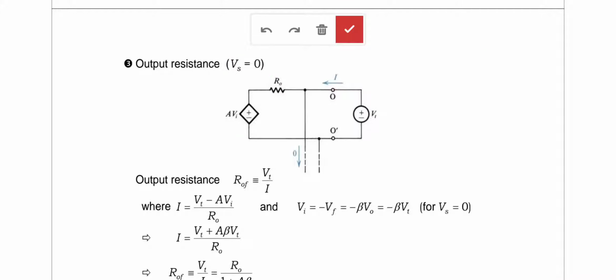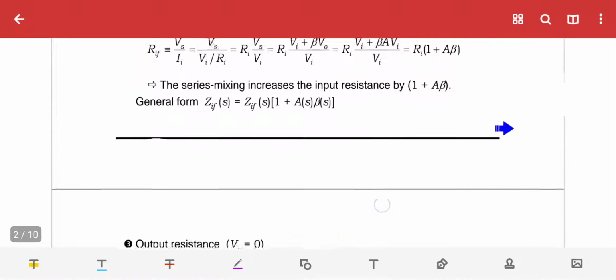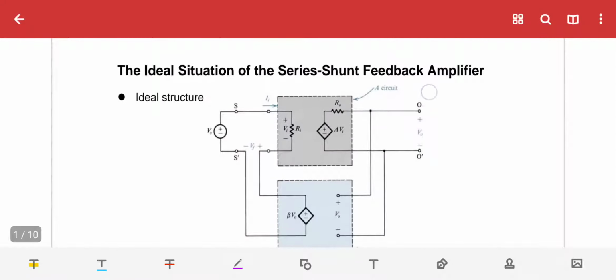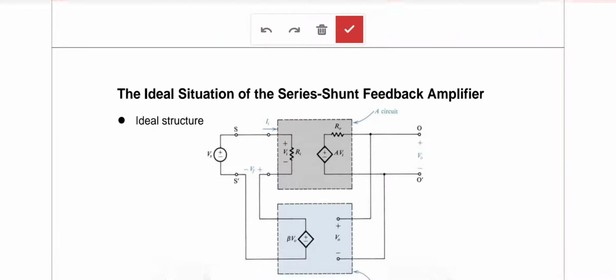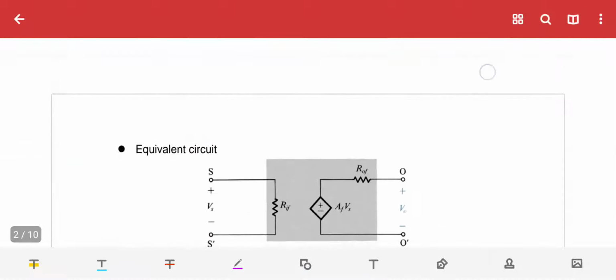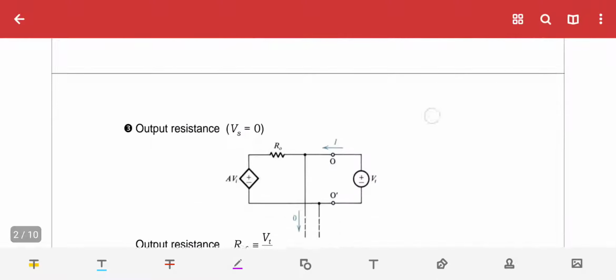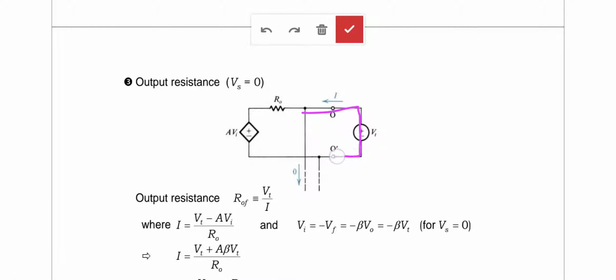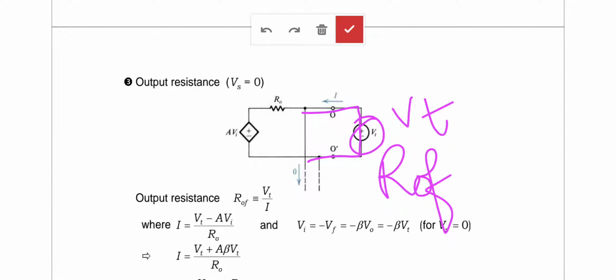The output of the circuit was previously like this. It is an open circuit, since it is a voltage parameter. Now we are going to close it with a test voltage Vt. So the output is connected through a voltage Vt, and we are going to measure the output resistance with feedback, ROF.